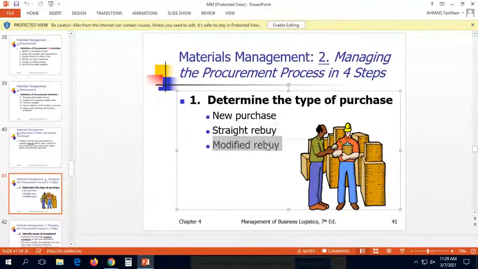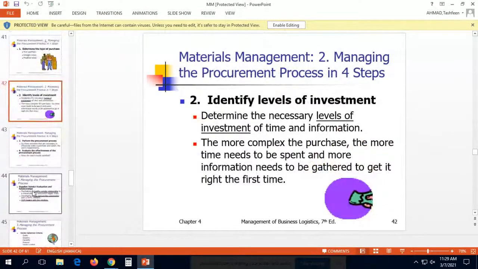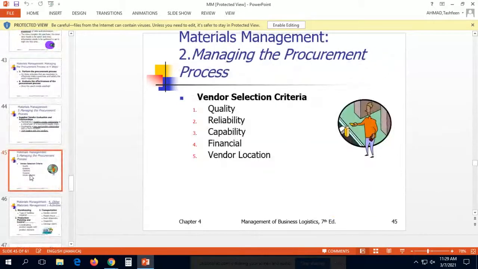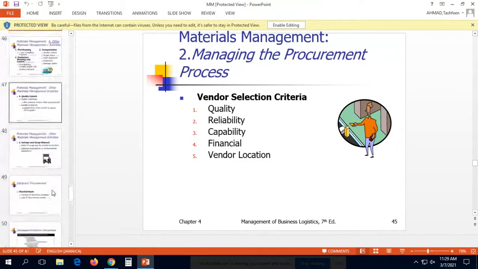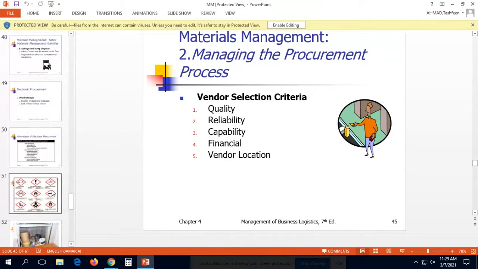Modified rebuy, so you are rebuying but you are making some modification in your order. You are saying 6 bananas and 1 pineapple, something like that. Yeah, so it's not hard, but it's just a long topic. So vendor selection, quality, reliability, capability, financial situation, vendor location, geographically speaking, you would have to think about it.